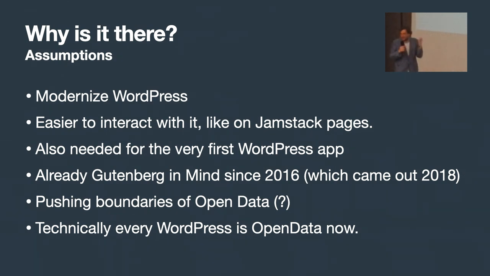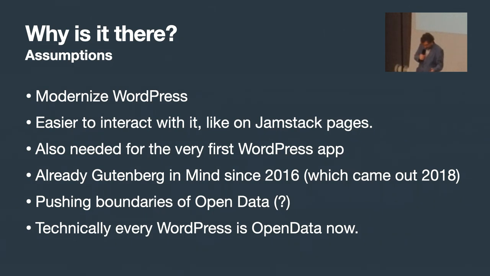So then I often get asked, why is it there? And I have some assumptions, but I'm not sure if some of them are facts as well. The first assumption is they want to try to modernize WordPress. Everybody of us knows that WordPress is a big PHP monster, which has thousands of functions, and you can do whatever, and some functions are not documented well, and so on. So they want to modernize it in a way that they only have a JSON API for the content.